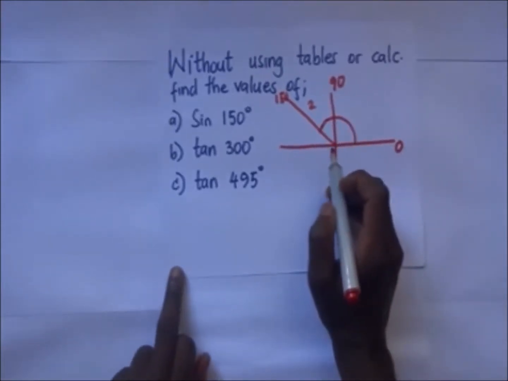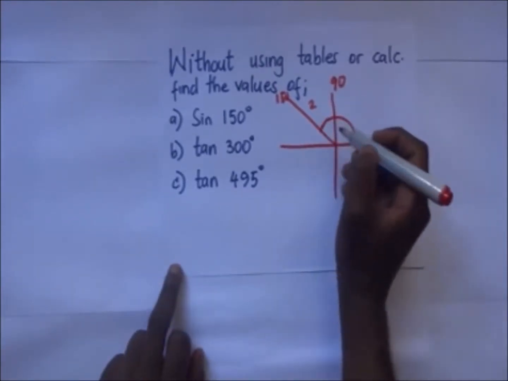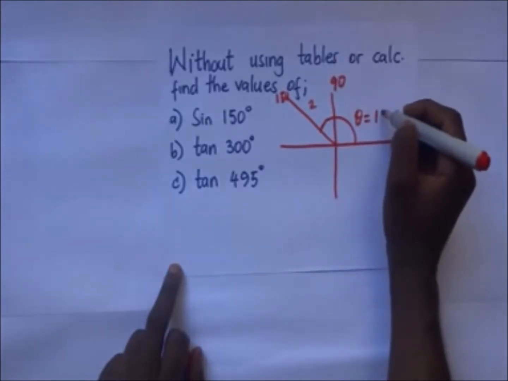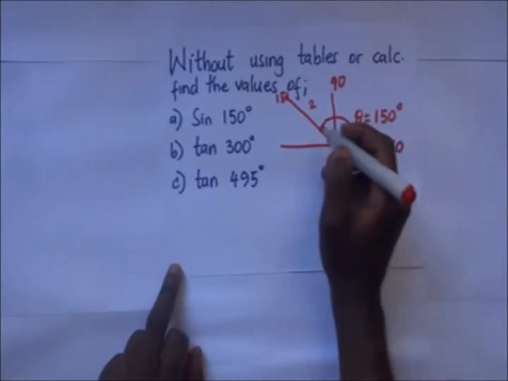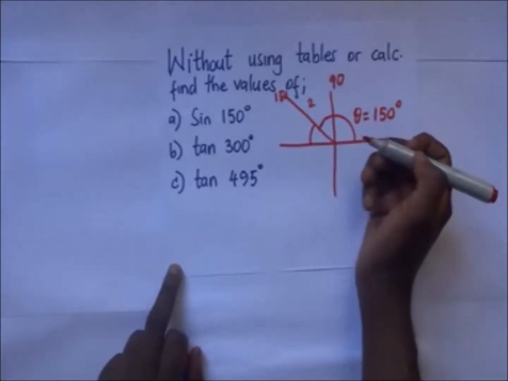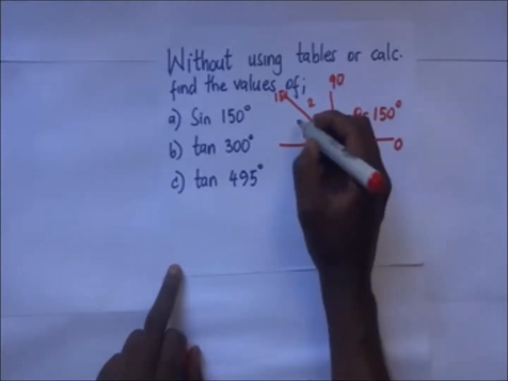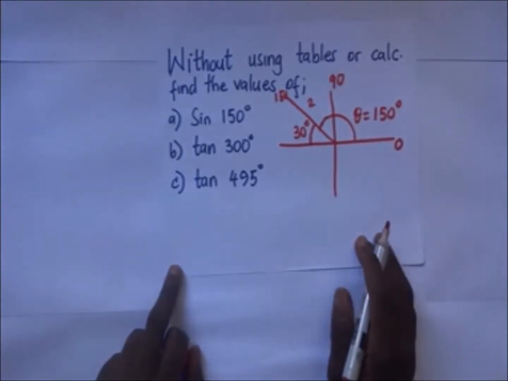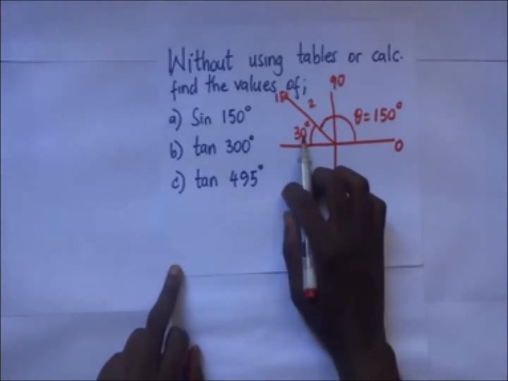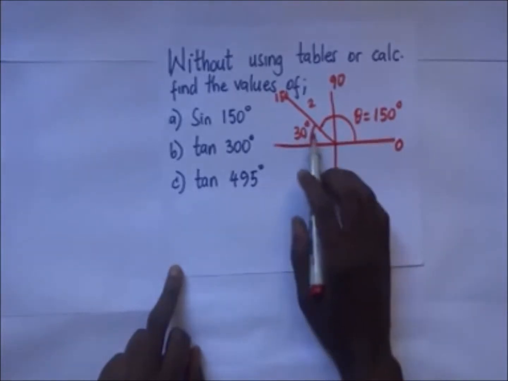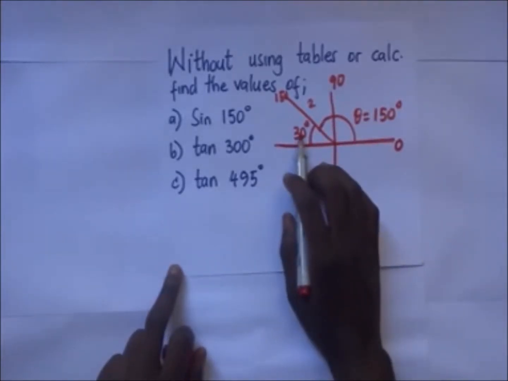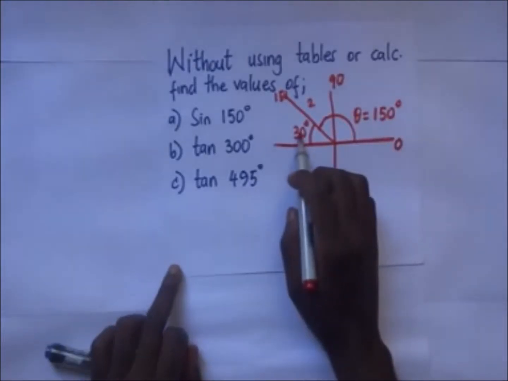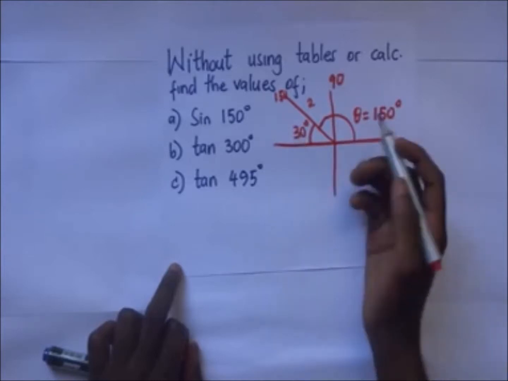Since it lies in the second quadrant, from here to there, that is theta, gives us 150 degrees. Now what's the value of this remaining angle? The remaining angle is 30 degrees, because 150 plus 30 is 180. This whole thing is 180. So 180 minus 150 gives 30 degrees.